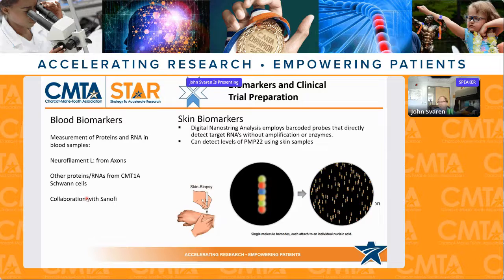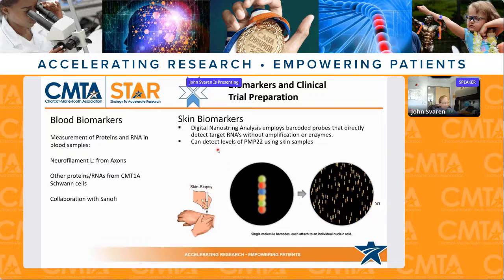Finally, another exciting new development has been the ability to look at skin biomarkers. And we've employed a novel technology known as digital nanostring analysis, which uses these sort of beads on a string. This is an actual picture of these probes that can be used to detect RNAs in skin. So it turns out that there are small nerves that course through the skin. And from a skin biopsy, we can look at the Schwann cells that are attached to those nerves. And we can use that to measure the levels of PMP22. And we're hoping that this would be another way in which we could measure progress within a clinical trial.